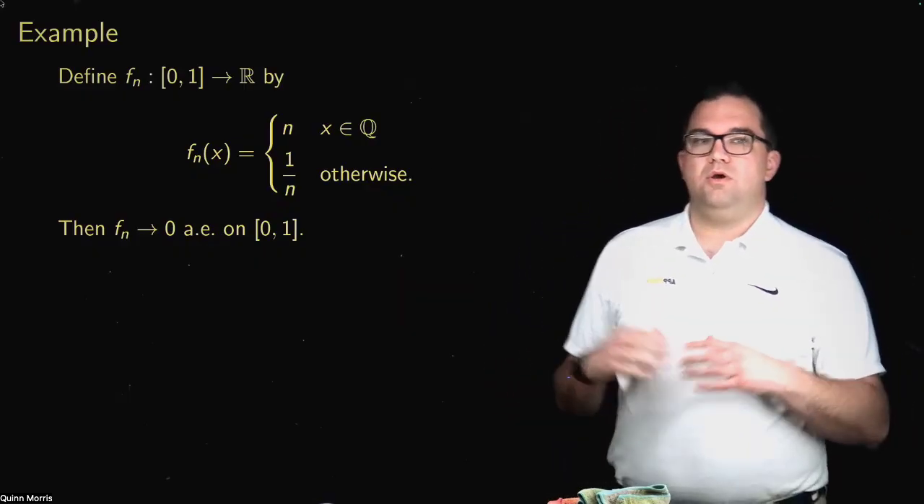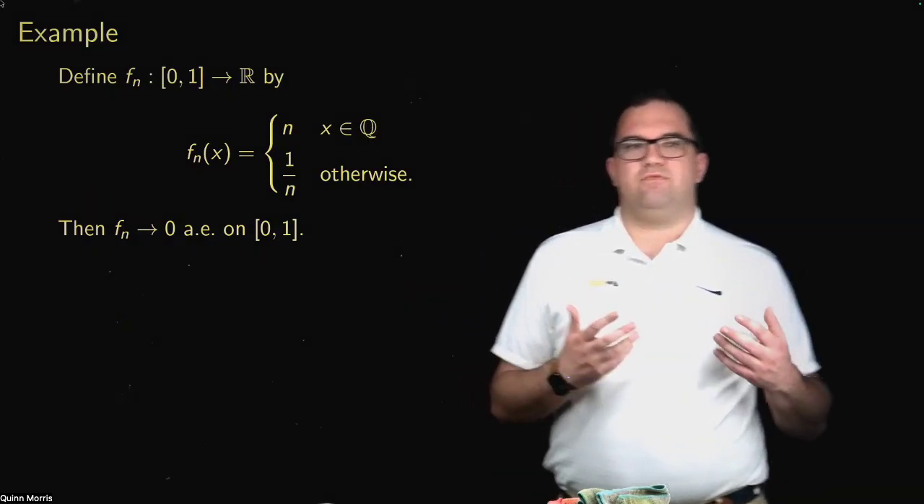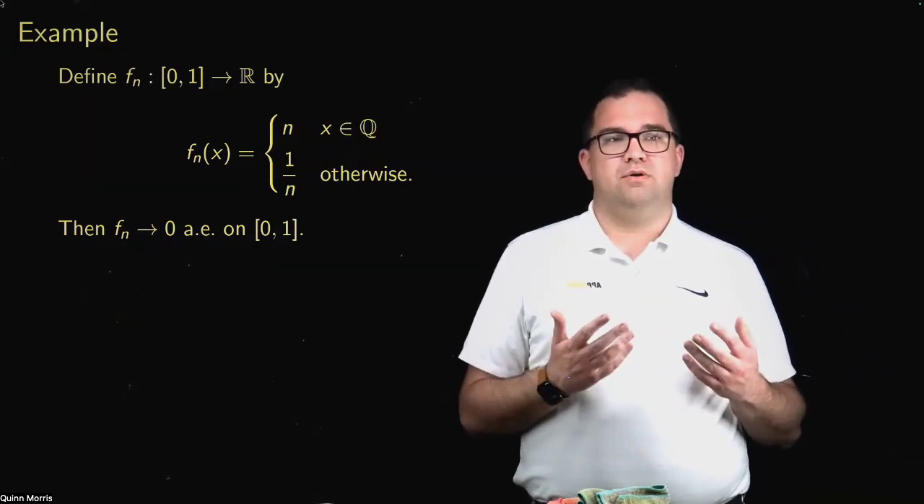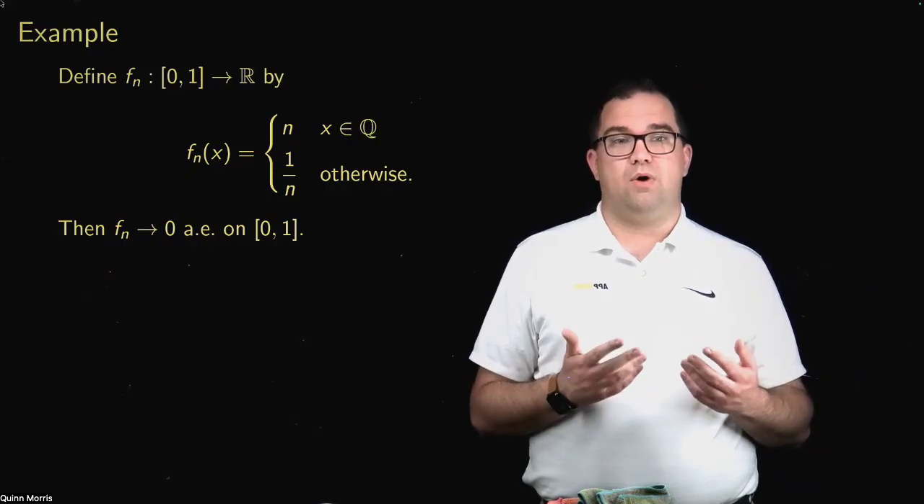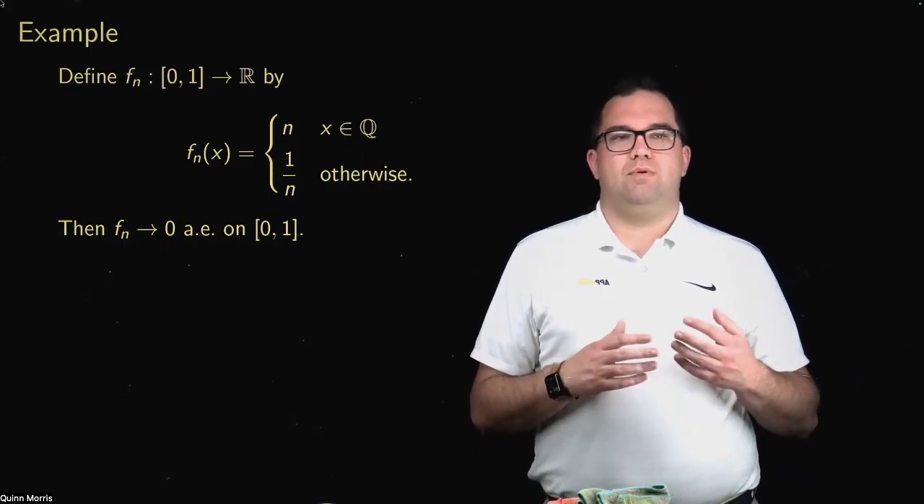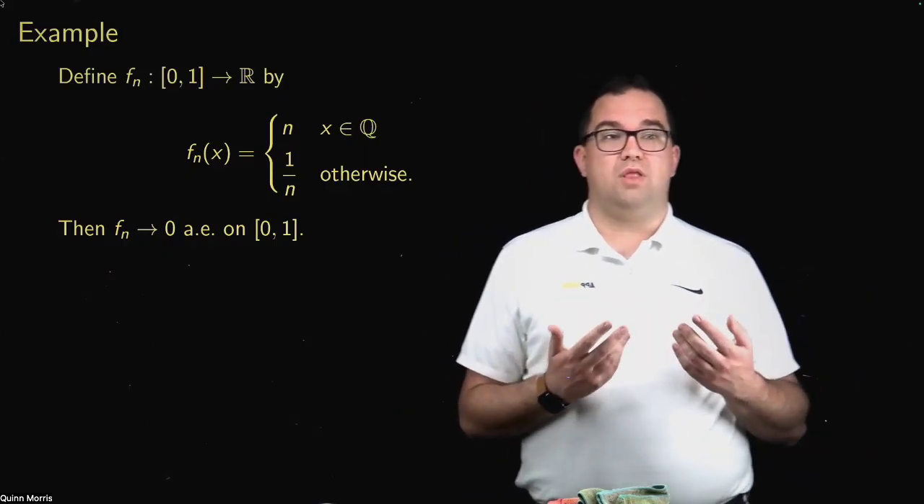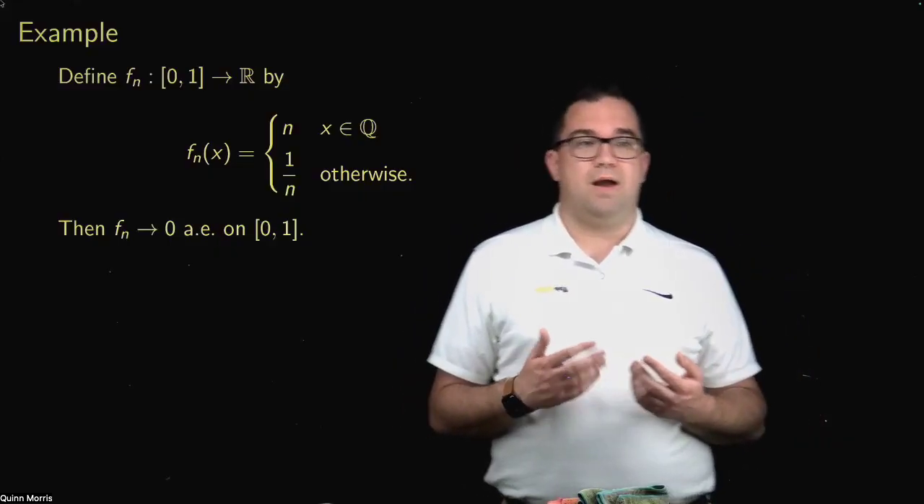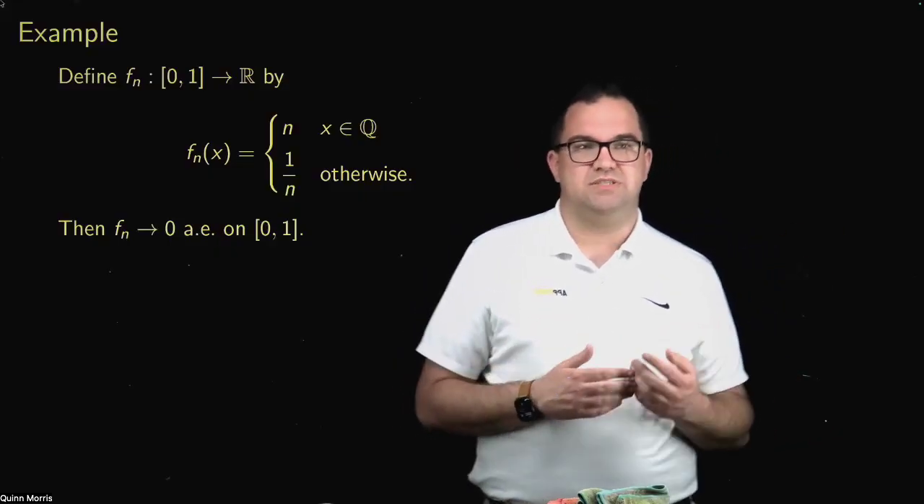So we define this type of convergence, which is weaker than saying that it converges pointwise, but will still allow us to recover a lot of the same results that we might otherwise expect because these sets are considered negligible.